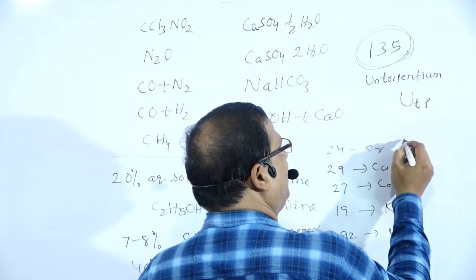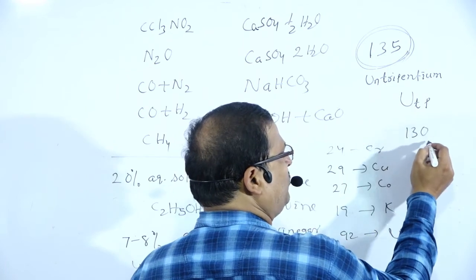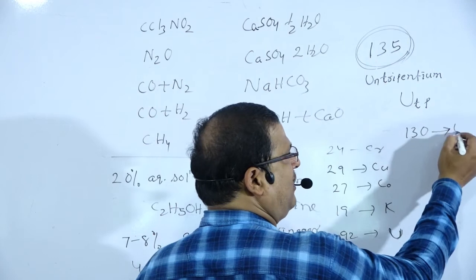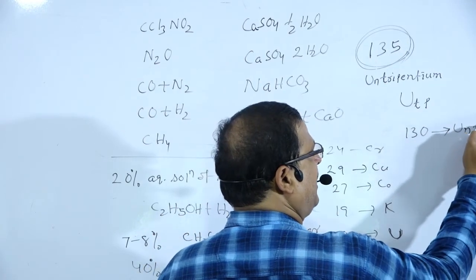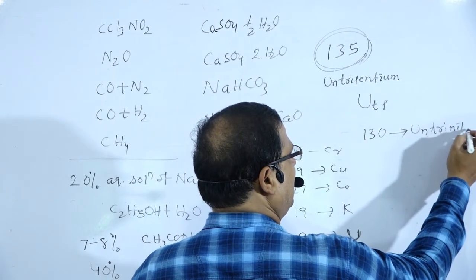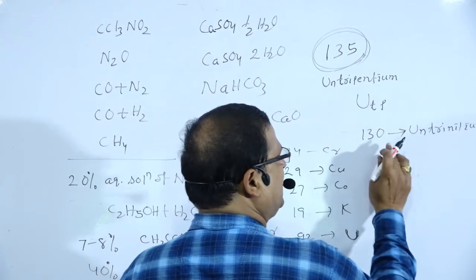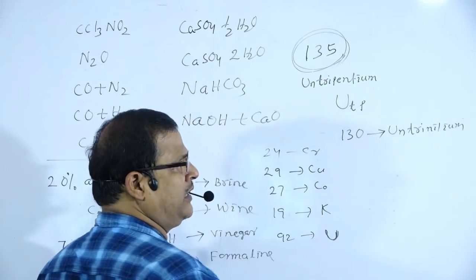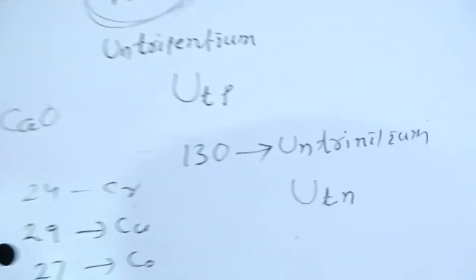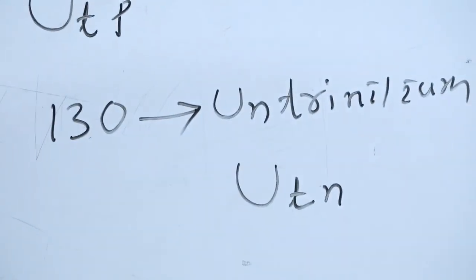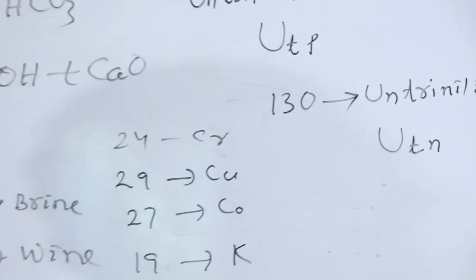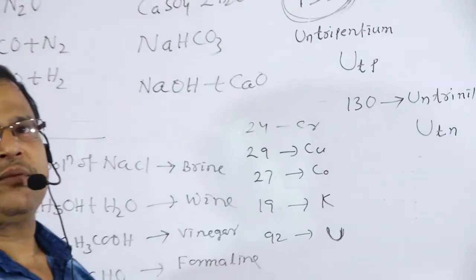It has the symbol Utp. If we take atomic number 130, what will the symbol representation be? 1 is un, 3 is tri, 0 is nil, ium: untrinilium, symbol Utn. So these are the symbolic representations of the elements beyond atomic number 110 using the IUPAC names.